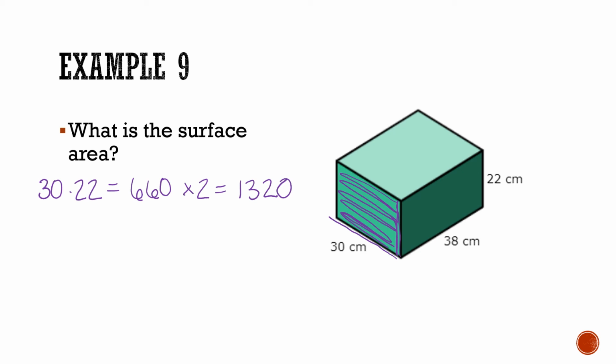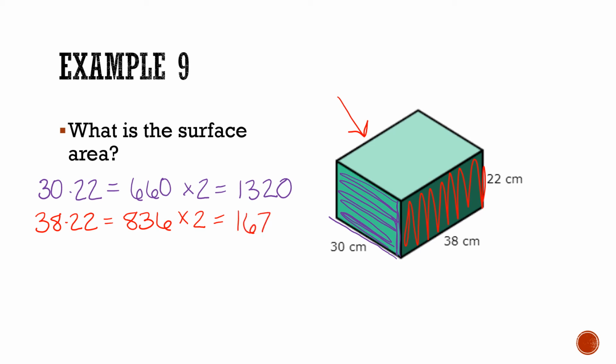Then we'll do this rectangle here on the side, which is 38 by 22. So 38 by 22 is 836. And we'll have one side like that, and then this back side as well, so 2. So 836 multiplied by 2 is 1,672.